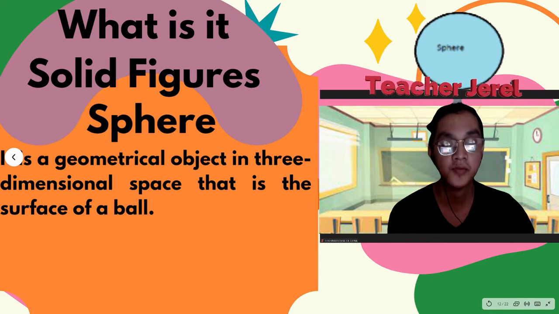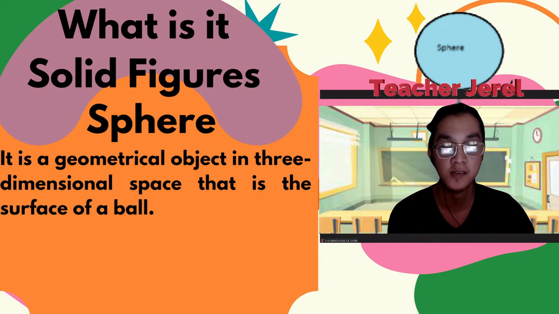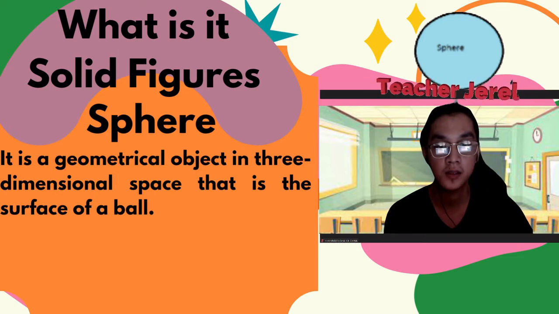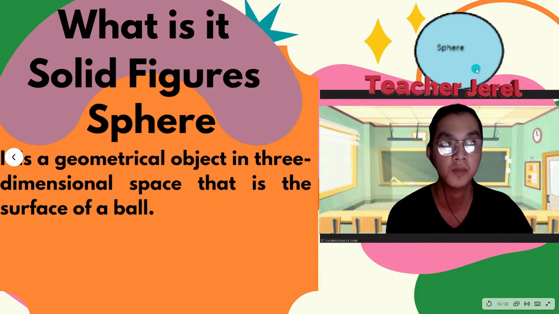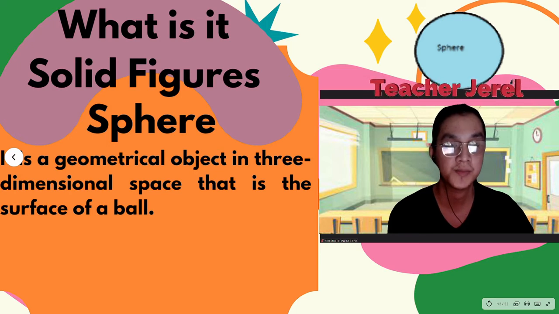Next is the sphere. It is a geometrical object in three-dimensional space that is the surface of a ball. Okay? Wala siyang mga edges, wala siyang mga vertex. Okay? Circular lang siya.